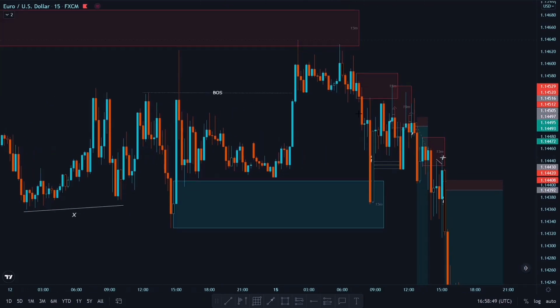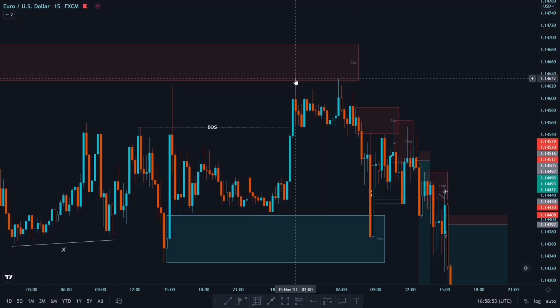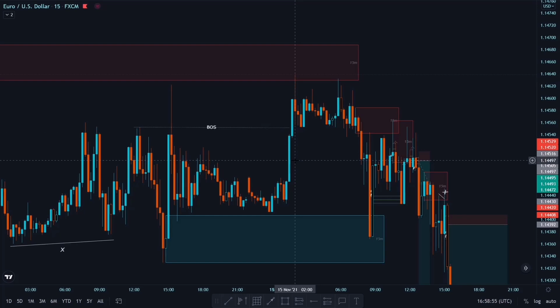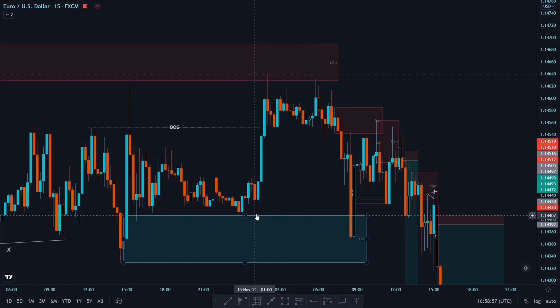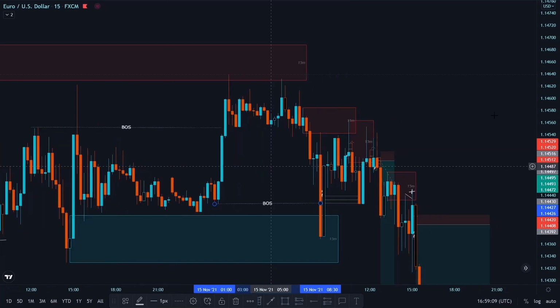As we can see, we again tap into our 15-minute supply zone and we get a break of structure to the downside. So we are again in a bearish trend. We have this break of structure.